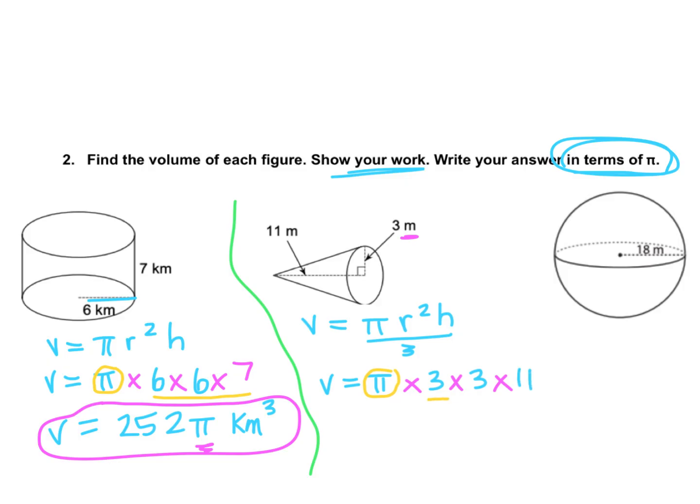Now I'm going to do 3 times 3 times 11. Then don't forget, we have to divide that by 3. So 99 divided by 3. Remember, don't calculate your pi. And we will get 33 pi. And this one is meters cubed.